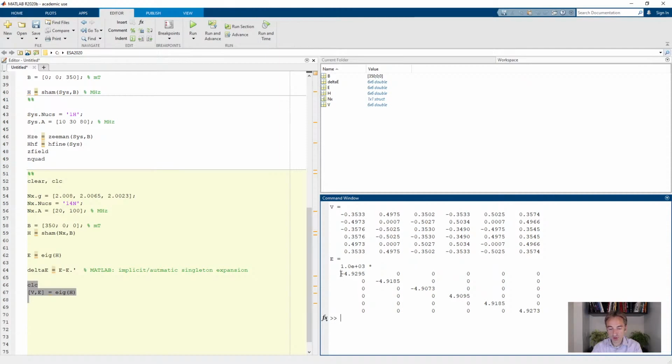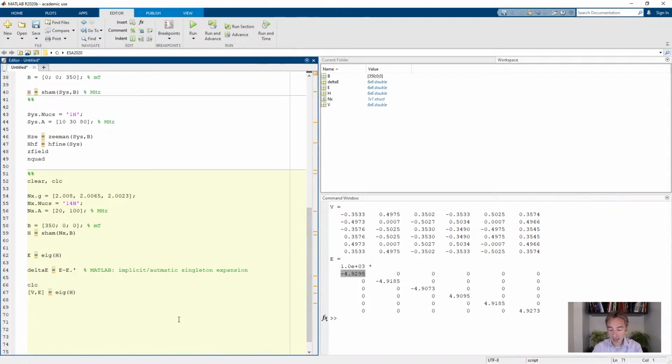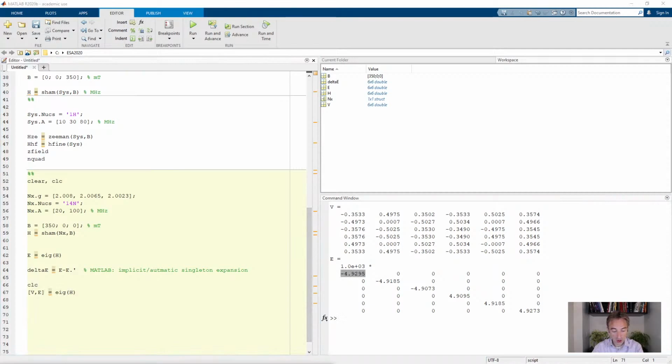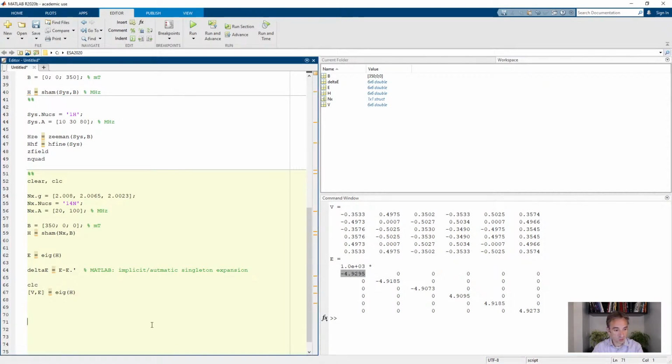So for example, the first energy, the lowest, corresponds to the first column eigenstate. And this is a representation of the state in terms of the Zeeman states. So the alpha and the beta for the electron, and the +1, 0, and -1 for the nitrogen. So this allows you to get a little bit of insight into how the spin physics in your system works.